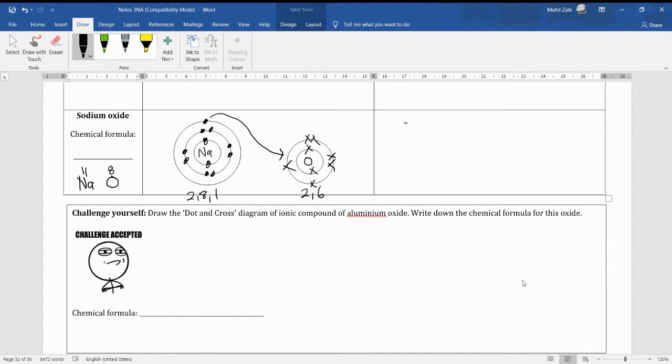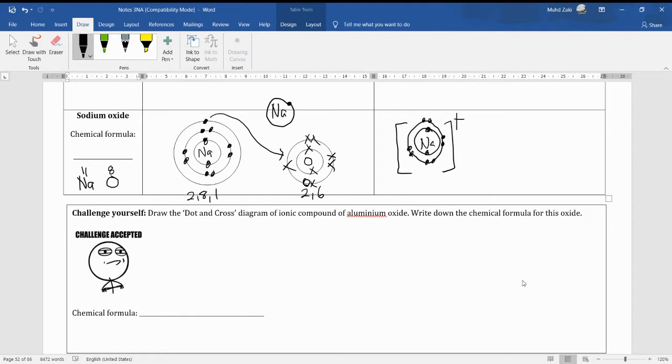Sodium loses 1 electron and finally becomes 2, 8. So are we done? No. See, oxygen still has one more space here, so it's not done. Where can it get another electron? Yes, introduce another sodium. Sodium has another one electron in its outermost shell. I only draw the outermost shell.